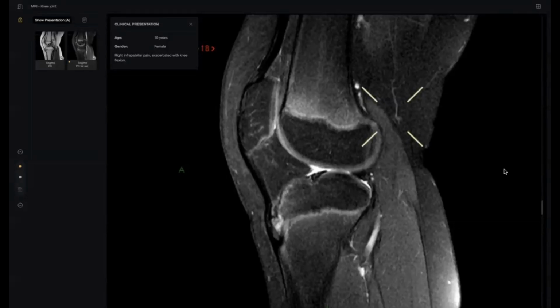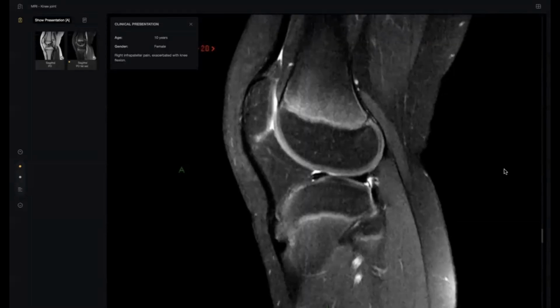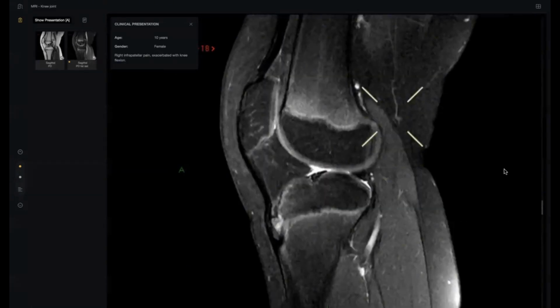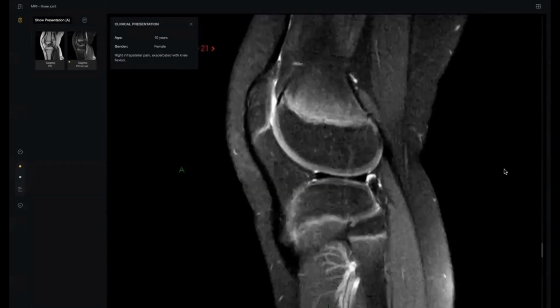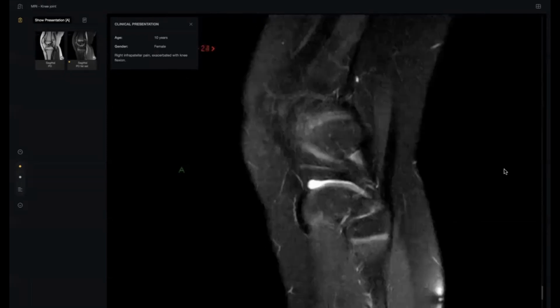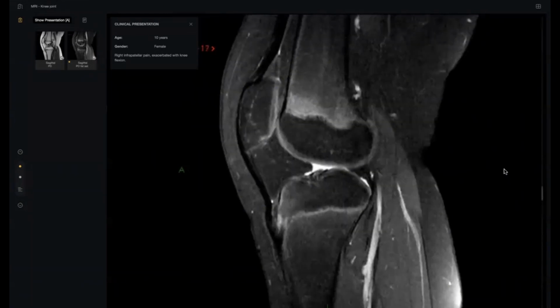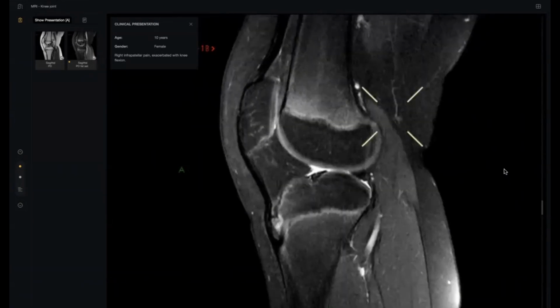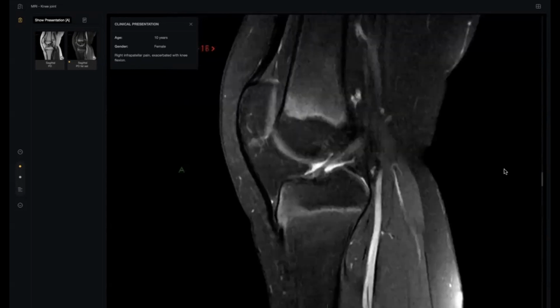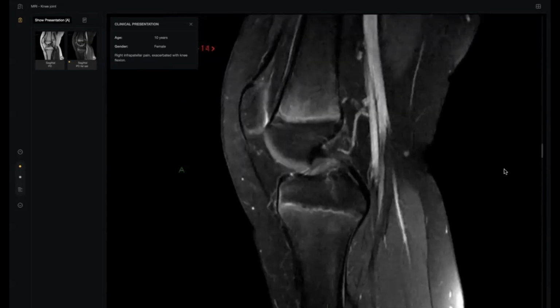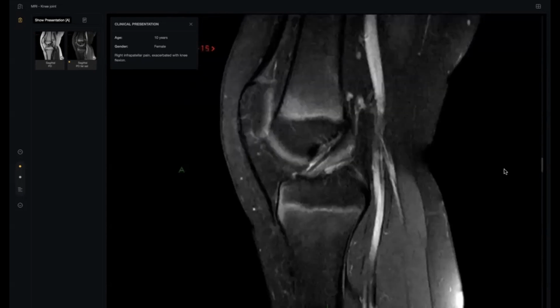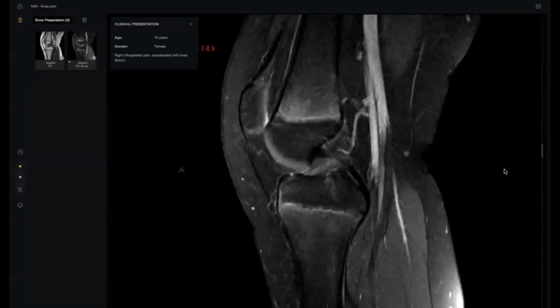Don't worry about the fluid. What else? Okay, I will scroll. I can see that there is abnormal bone marrow signal noted within the metaphysis at the distal femur shaft. Don't worry about it. What else?